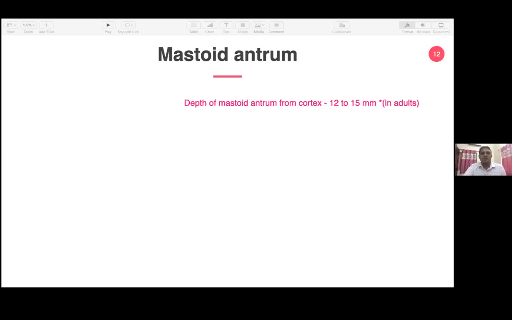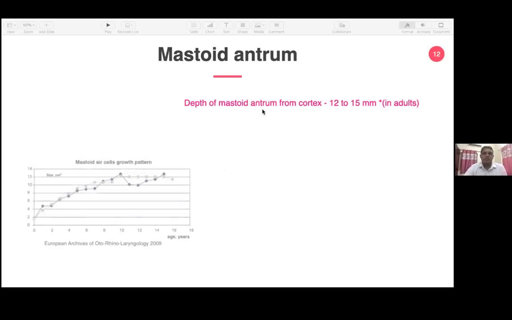But this is in adults. Suppose one has to do a mastoidectomy in a newborn. What would be the mastoid antrum depth? We really don't know. Now, a simple estimation of the mastoid air cell system growth pattern is given in a few journals. Here, as the age grows from newborn to pubertal age, the mastoid air cell system is going to grow like that. And if you see the growth pattern here, initially around 2 years of age, the growth is very, very high. The mastoid air cell growth pattern is very high here.